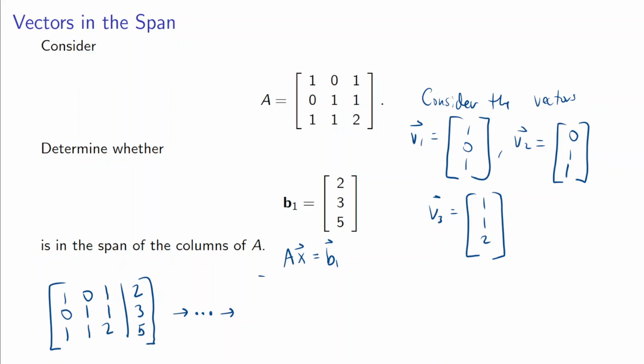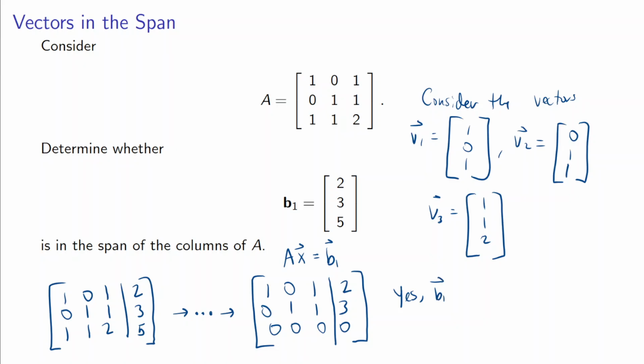So we go through that row reduction. Okay, and the result here is [1, 0, 2; 0, 1, 1, 3; 0, 0, 0, 0]. And so what we see is no pivot in the last column. So yes, b1 is in the span of those vectors.